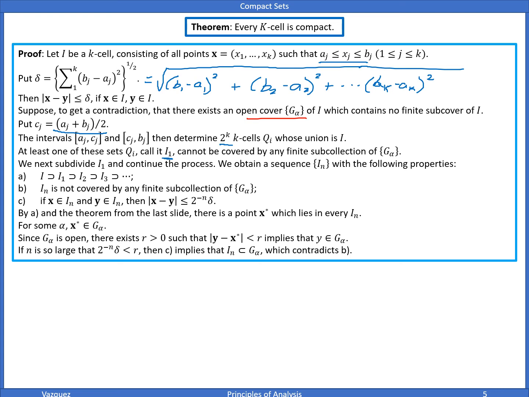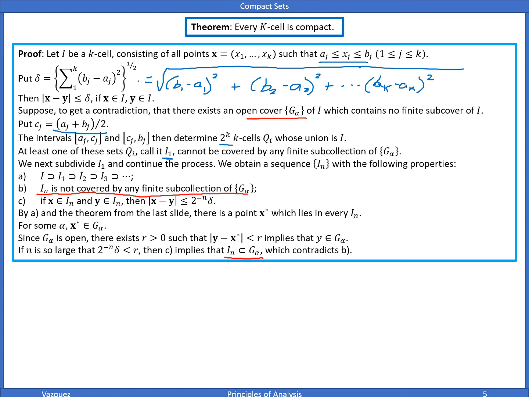Now, if n is so large that 2 to the negative n times delta is less than r, well then C implies that I sub n is in G sub alpha, which will contradict this property here.